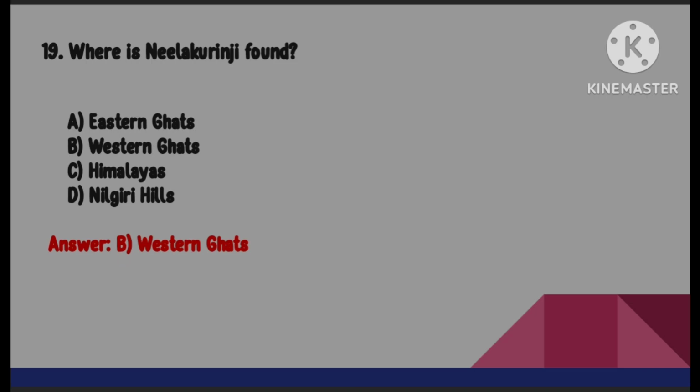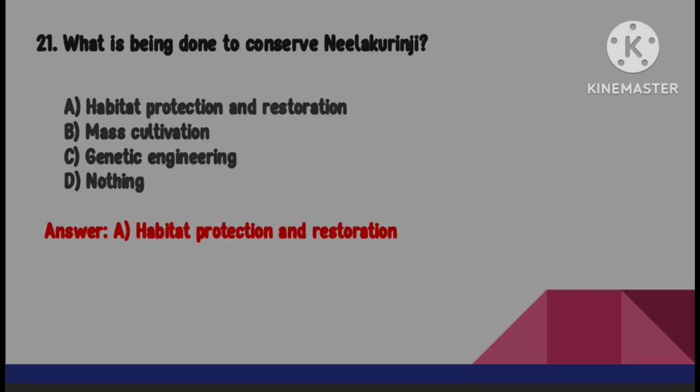Option A, Eastern Ghats. Option B, Western Ghats. Option C, Himalayas. Option D, Nilgiri Hills. And the right answer is option B, Western Ghats. And the next question is, what is being done to conserve Neela Kurinji?